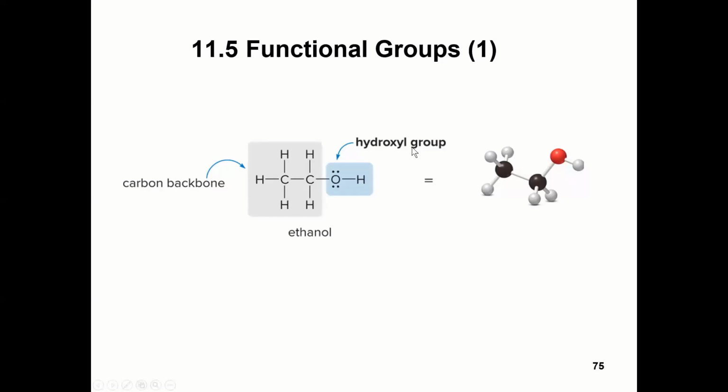Okay, so here's an example of an organic molecule with a functional group. The functional group here is a hydroxyl group. We've encountered this before, and groups of organic molecules that contain this functional group are called alcohols. Here's an example of ethanol. The backbone, or the R group in this case, is this portion of the molecule, the carbon-hydrogen backbone. And then you have the hydroxyl group. And then of course, this is the space filling representation.